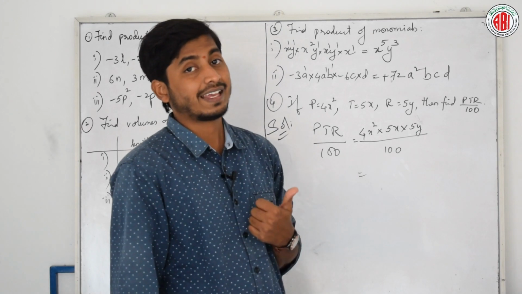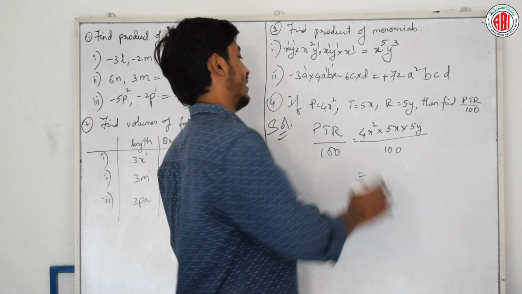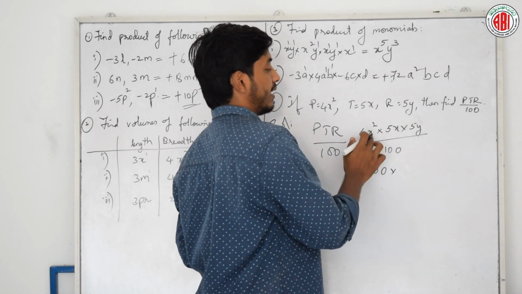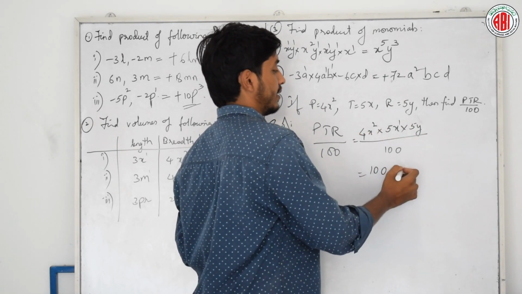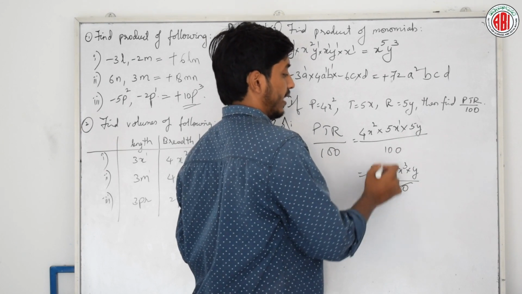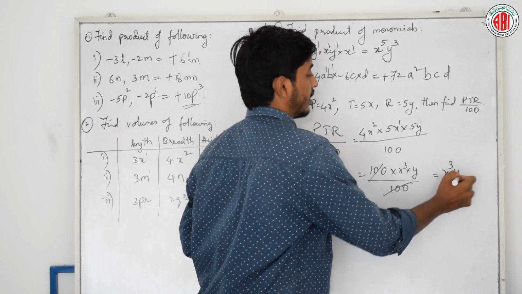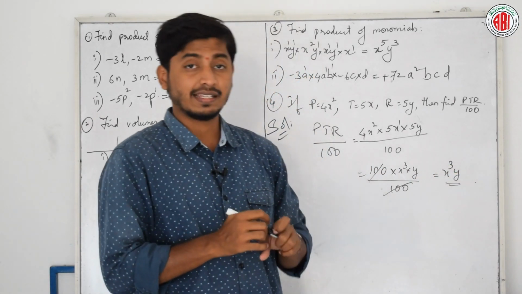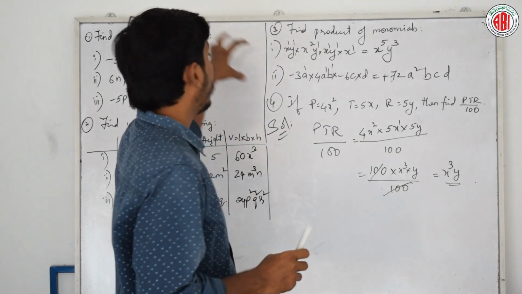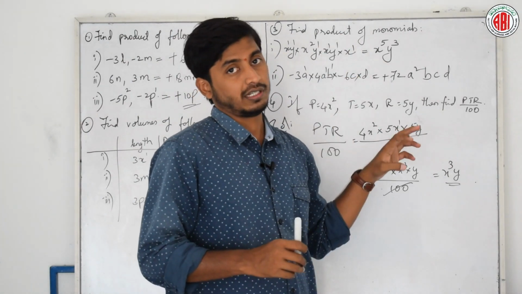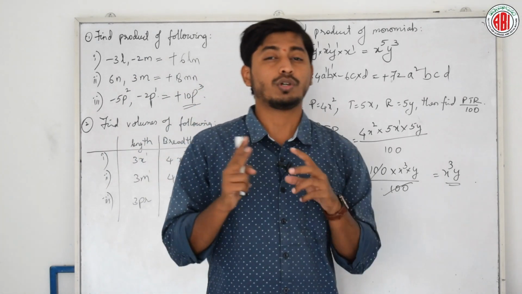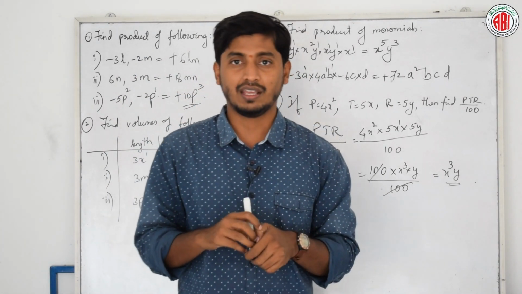What is the first step? Multiply constants. 4 5s are 20, 20 5s are 100, and the next, check the like terms, x square into x, that is x cube into y by 100. If I cancel these both, the answer is x cube y. Is it clear? Did you understand what all we did? Here we did only based on monomial products. In the next, we can do binomial products, that is, we will have two terms, how to multiply and everything. Is it clear?